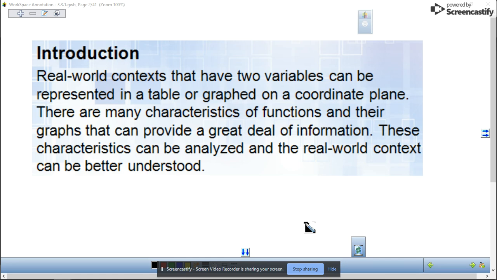3.3.1 introduces the idea of key features. Okay, so we're going to be dealing with a lot of graphs, a lot of tables. We're going to talk about some key features of linear and exponential functions. A lot of definitions, a lot of things to read and learn in this. So make sure you're doing that.